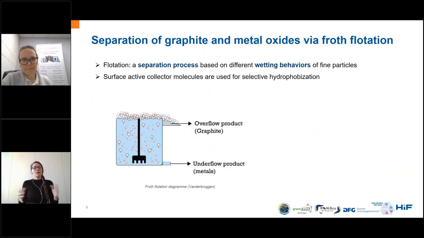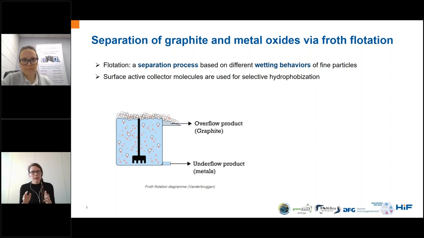Okay, so how do we do this in our department in Freiberg? We focus mostly on a separation technique called froth flotation. Of course, there are many other separation techniques for mineral processing, but in our case, we focus on froth flotation, which separates the particles according to their difference in wettability. So there are particles which are rather hydrophilic and they really like to interact with water, and there are particles which are hydrophobic and they do not like to interact with water.